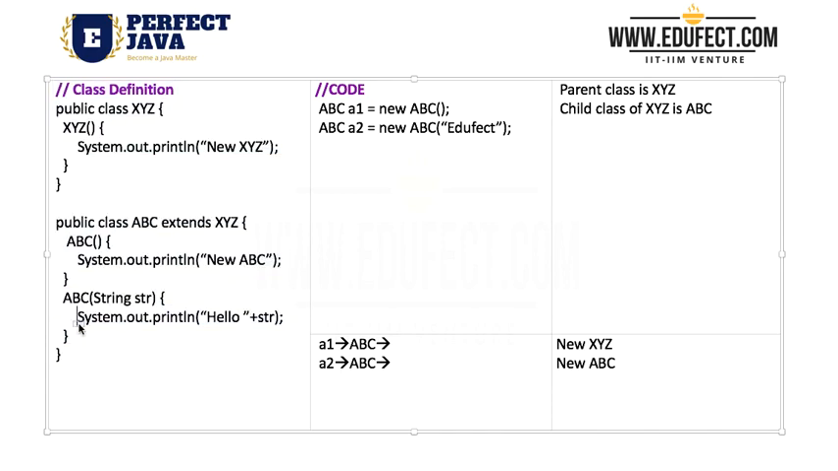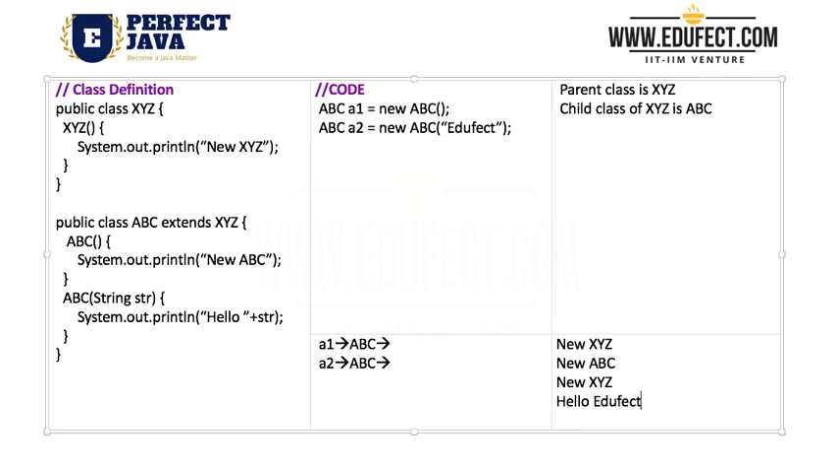Now here again, when we are constructing the object, what will be the first thing that will happen? The constructor of the parent will get called. Which constructor? The non-parameterized. So what will get called here is the non-parameterized constructor of the parent. So what will get printed here is again new XYZ, and after that this will get executed. So what will get printed is hello Edufect. So the output here would be this.